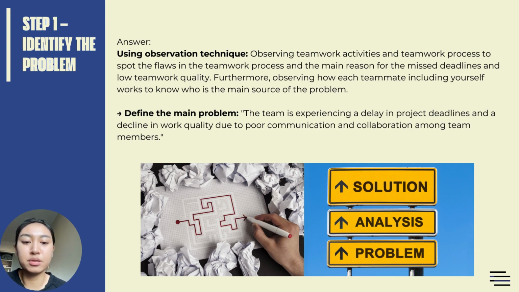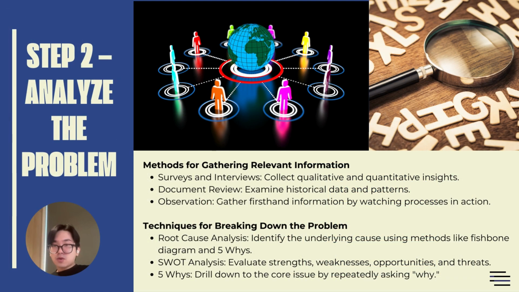Now, I will talk about step 2, analyze the problem. To analyze the problem, we begin by gathering relevant information through various methods. We have surveys and interviews, where you collect direct data from affected individuals, providing valuable qualitative and quantitative insights. Next is document review. This involves examining reports, logs, and records to identify historical patterns and trends. About observation, you gather first-hand information by watching processes in action.